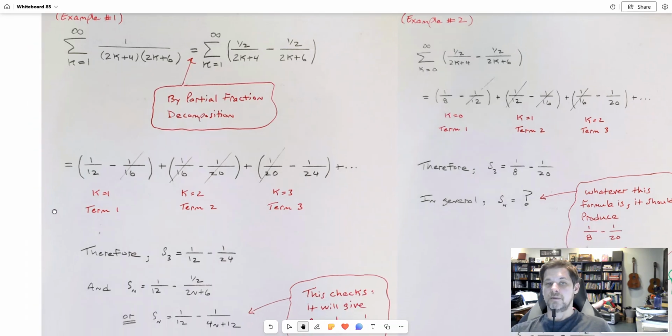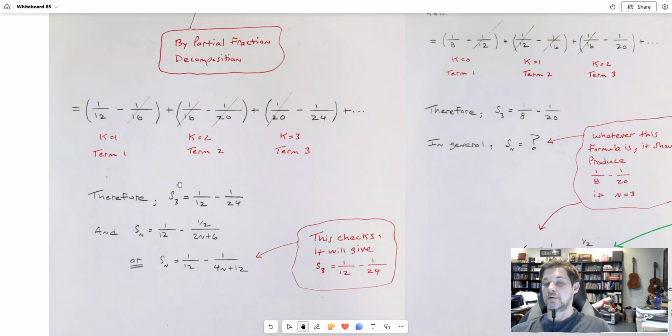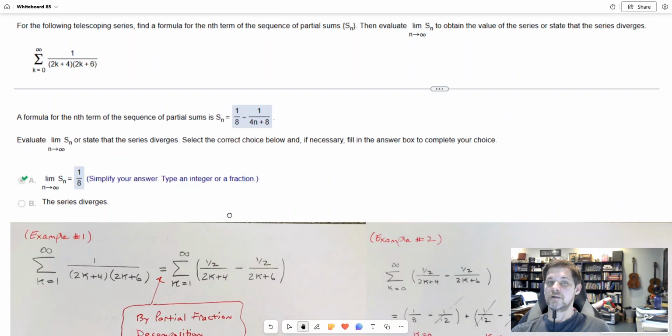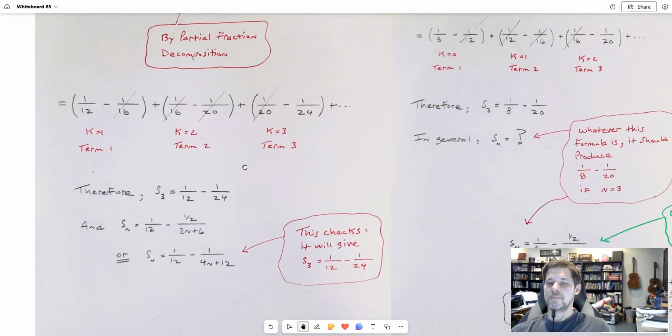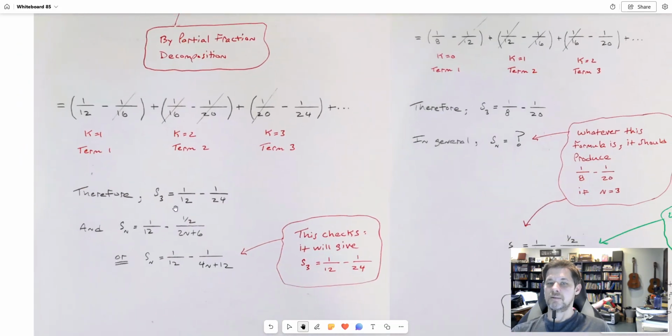Now, as an example, the sum of the first three terms, where this is the first term, the second term, and the third term, is 1/12 minus 1/24. And if I was going to give you a formula for S subscript n, the partial sum, the sum of the first n terms, which is what I want to talk about for this question, then that would be 1/12 minus (1/2) over (2n plus 6). Here's how I get that.